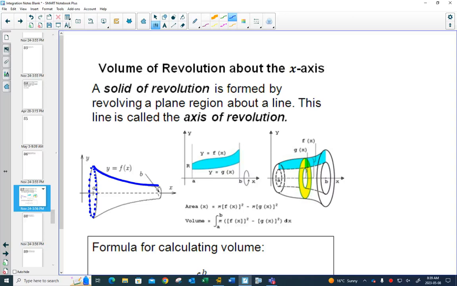Okay? And no matter where you decided to slice it, so if I decided to slice it right here, the shape that would be made, because it was rotated perfectly around 360, everywhere that you cut it would make a perfect circle. Okay? And you know how to find the area of a circle, right? It's just pi r squared.